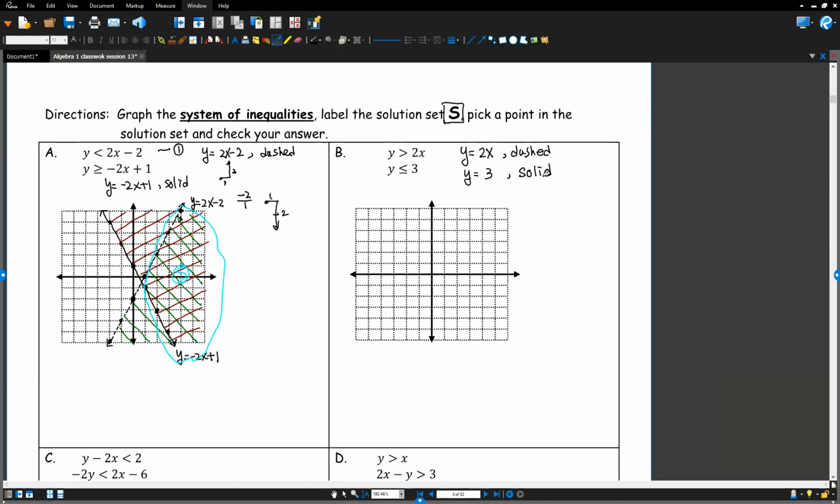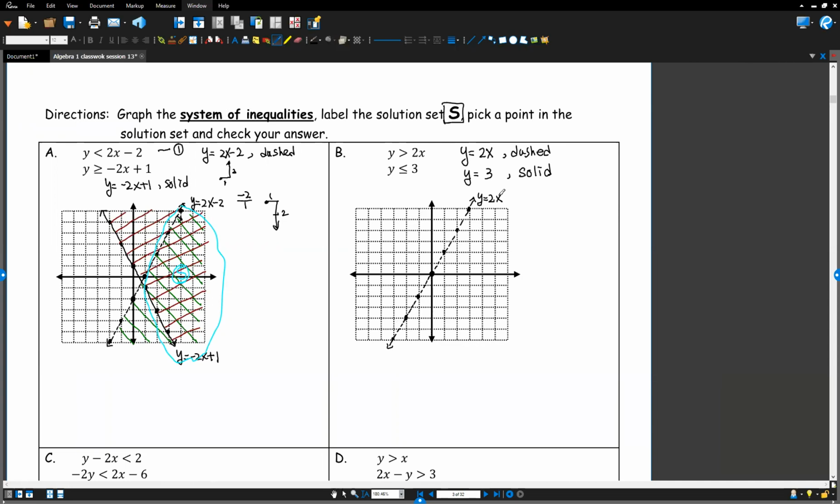y equals 2x, the b value is 0, which is the y-intercept is 0. We start from here. The slope is 2, which is 2 over 1, right? 1 right, 2 up. That's the slope of 2. From right to the left, what is it? 1 left, 2 down, same pattern. This is y equals 2x.